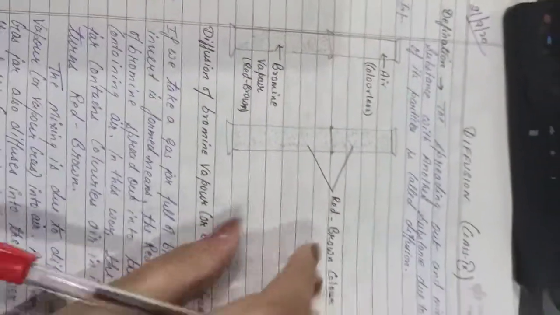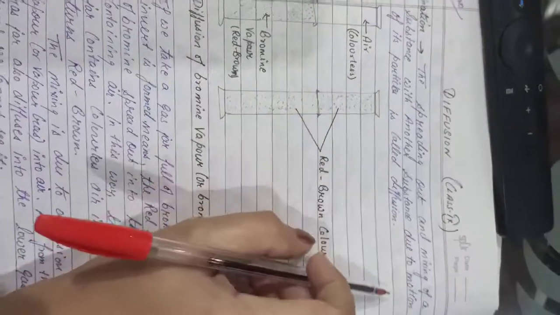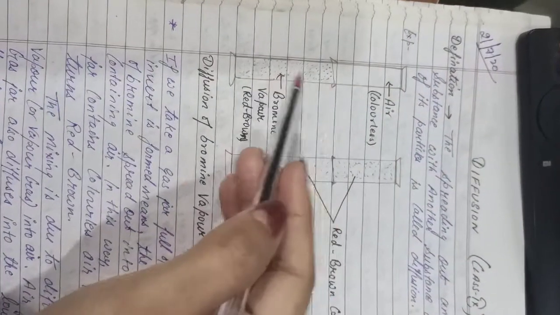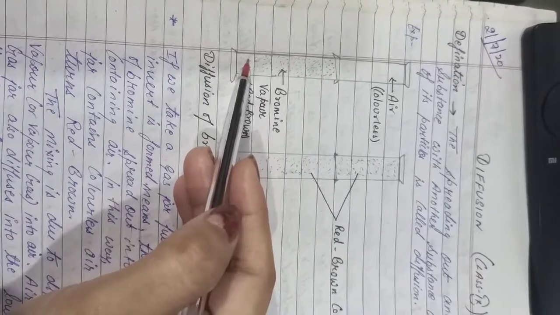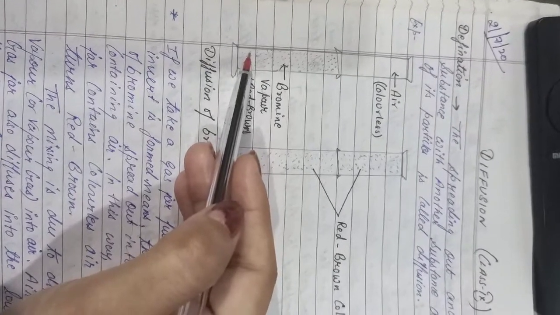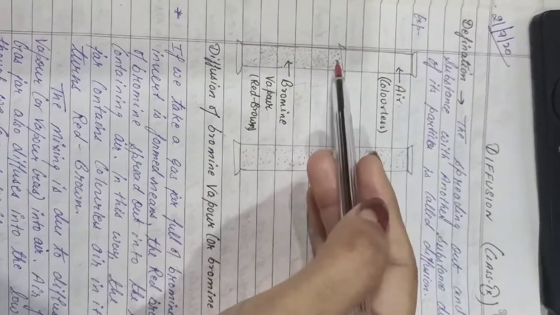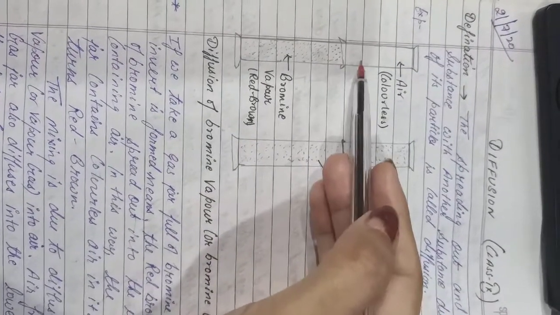And this, already I have completed, diffusion. Diffusion, you all know, is the spreading out and mixing of a substance with another substance. It means two substances are mixing together and spreading. We have taken one test tube. In this test tube we put bromine vapor, which is red brown in color. Then I have put a second test tube over it. The second test tube is empty. If it is empty, it means air is present.